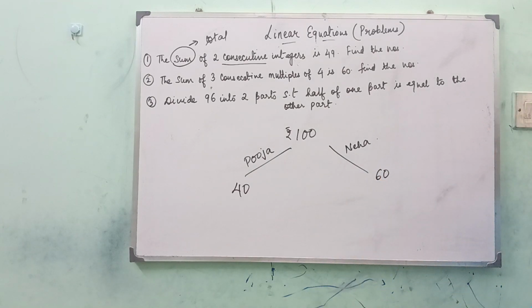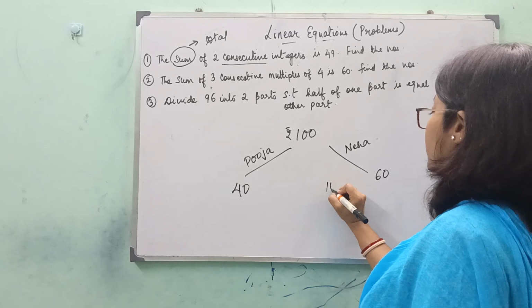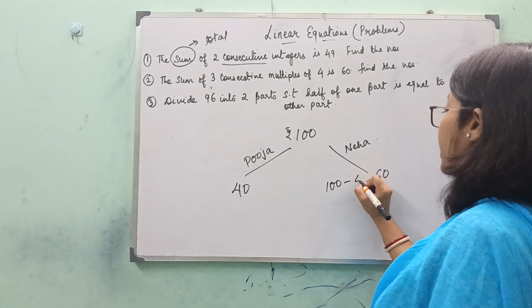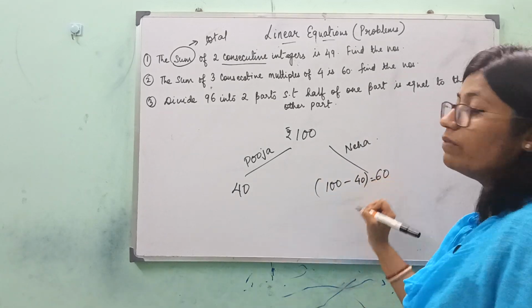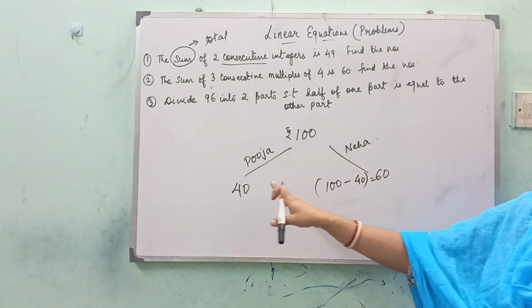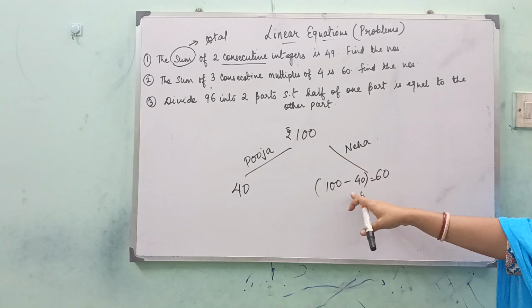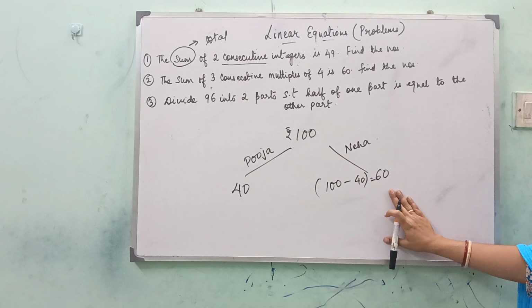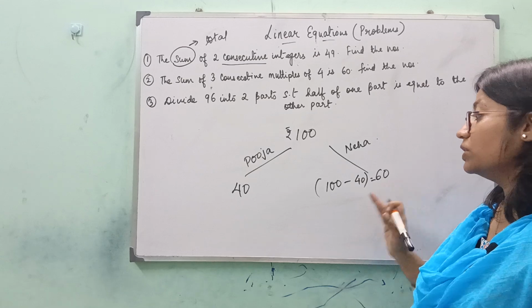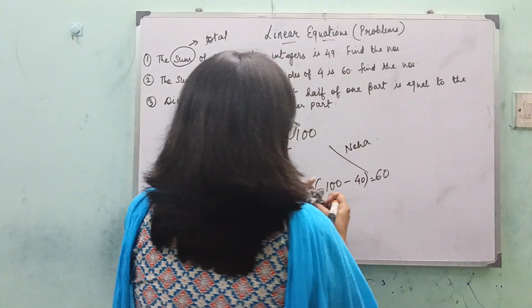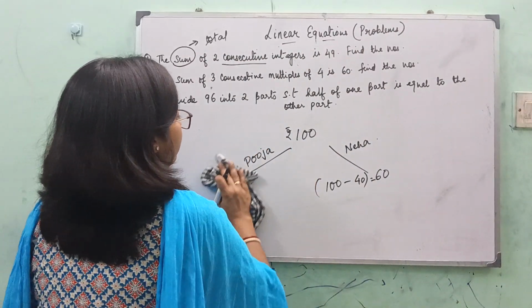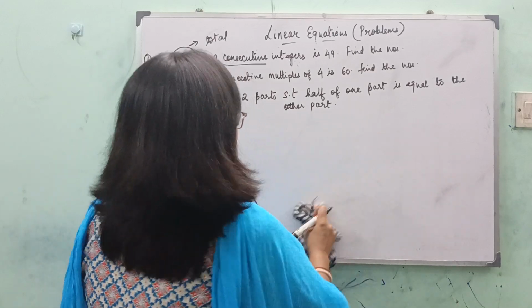Now how did we get this 60? From whatever I had, I am subtracting whatever I gave Pooja. This is what everybody of us knows. That is, from the total, if I subtract the first part, the value of the second part will be obtained. So this is the common logic. This logic only we will use whenever we are going to do sums like this.